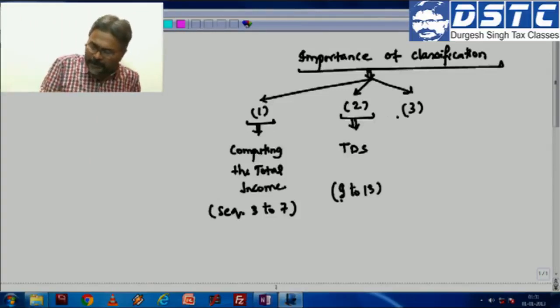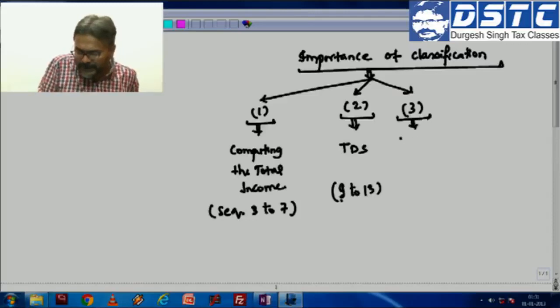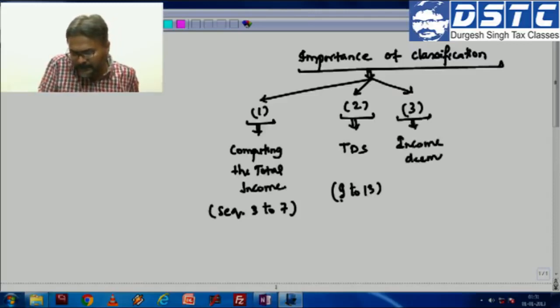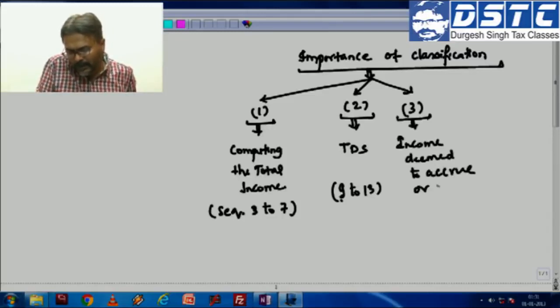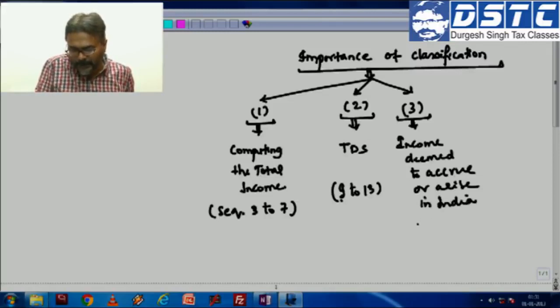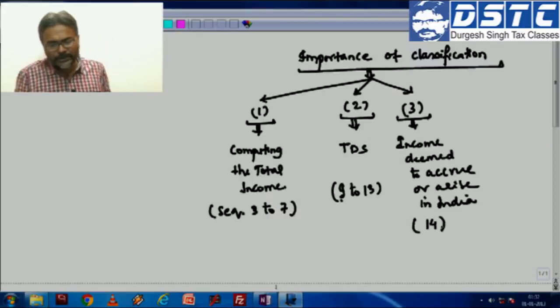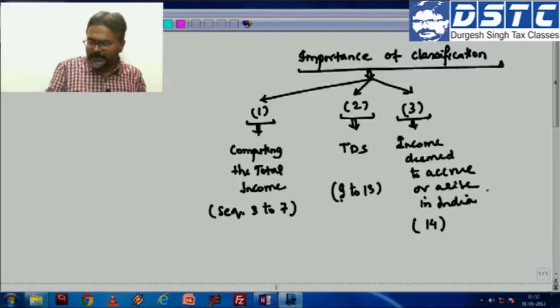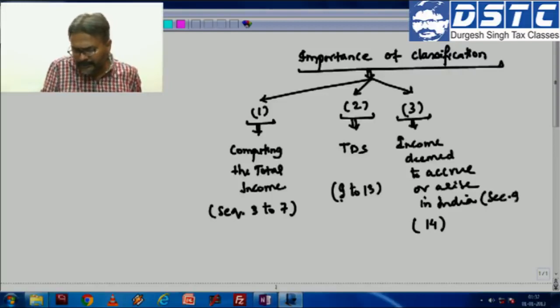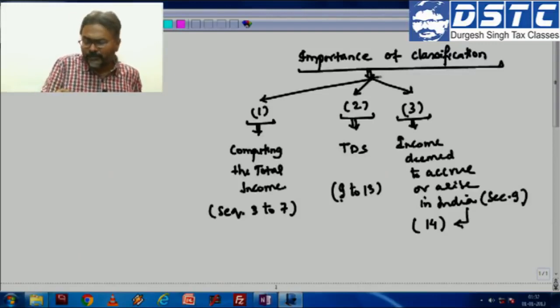So therefore, in the context of the income deemed to accrue or arise in India, even for this purpose it is important, and for that the case law number 14 is what should be looked upon. This is section 9. In section 9, primarily this is what would be relevant.